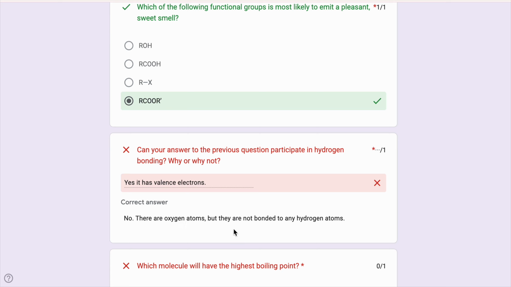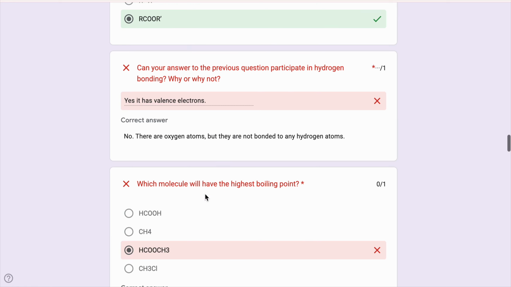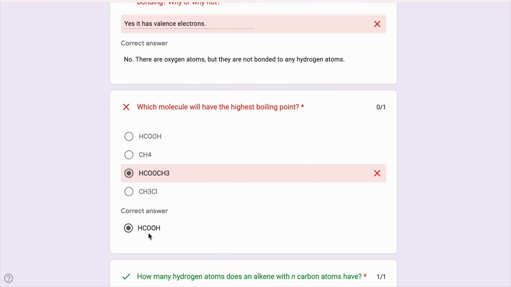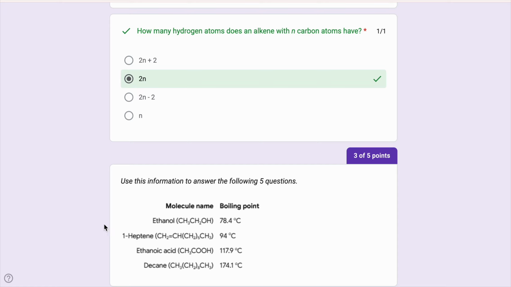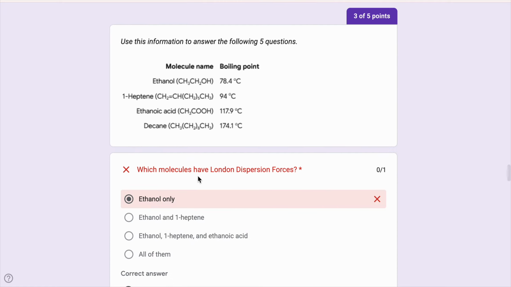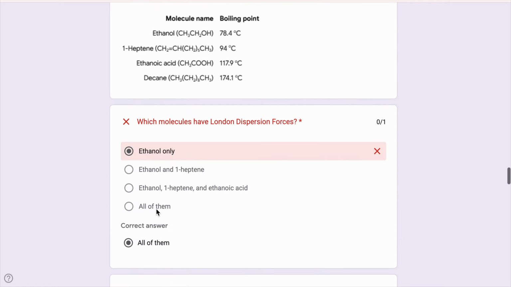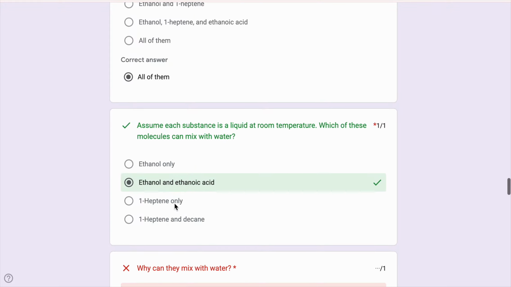There are oxygen atoms, but they are not bonding to any hydrogen atoms. Which molecule will have the highest boiling point? That is COOH. How many hydrogens? Correct. Which molecule has London dispersion forces? All of them.